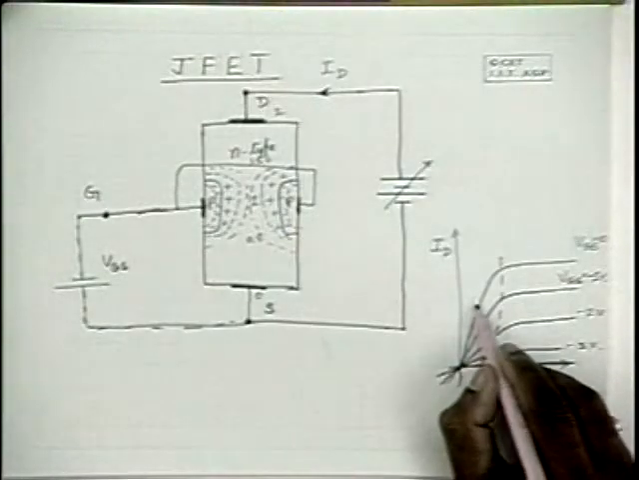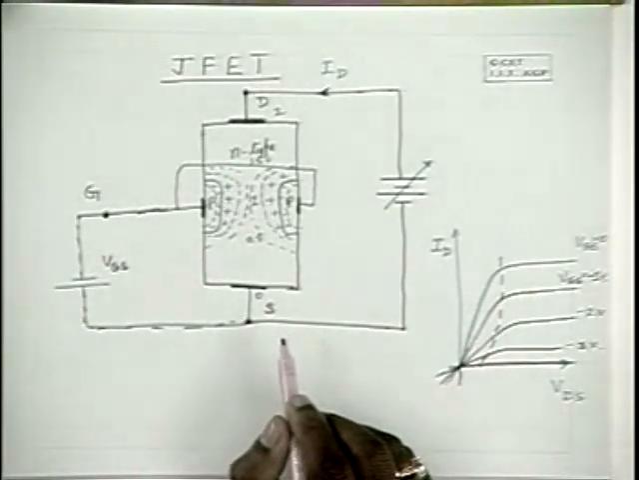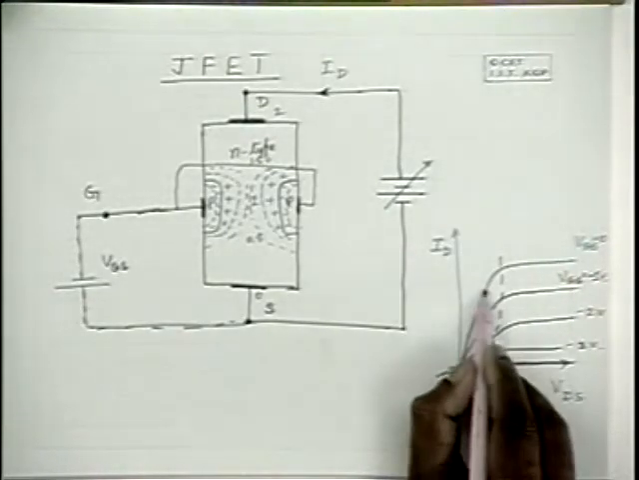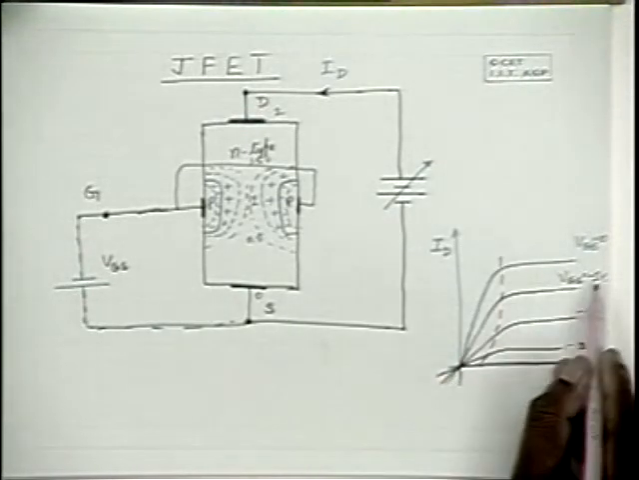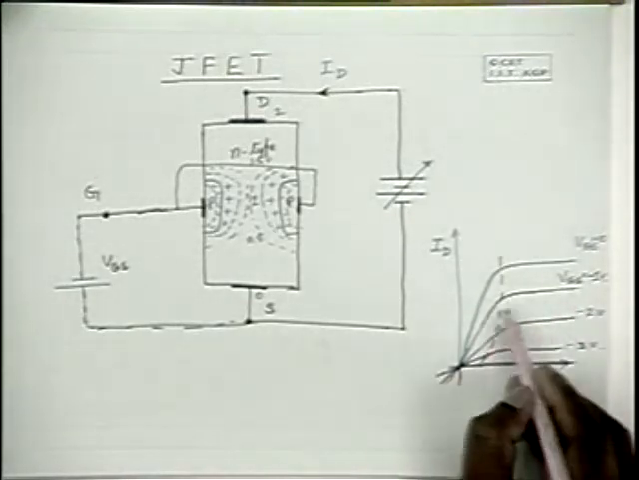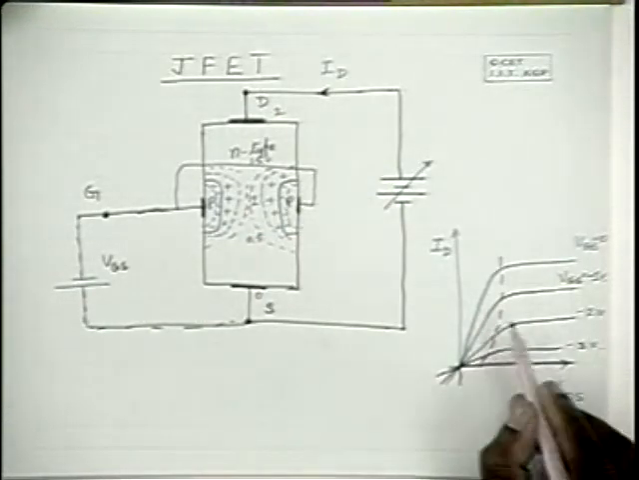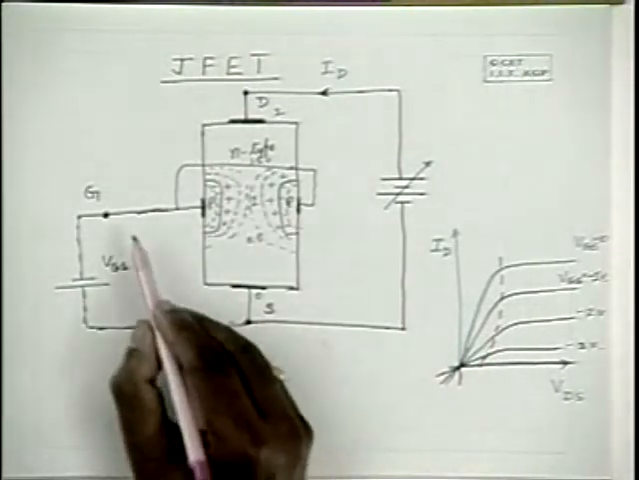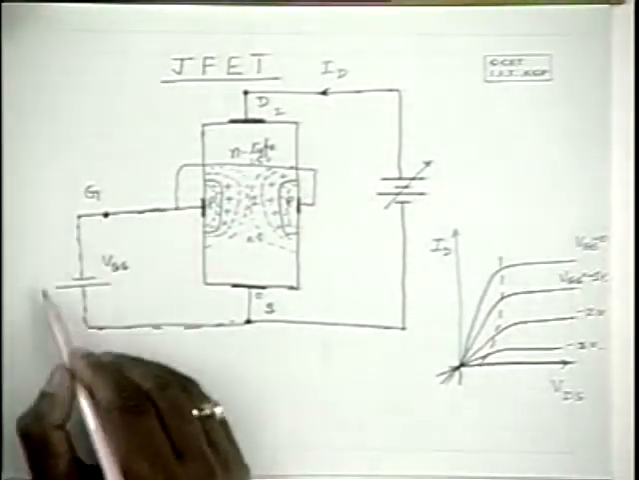Very interestingly, because of this reason, this device can be used as a voltage dependent resistance. When VGS is 0 volts, the resistance value is equal to the inverse slope of this curve. When VGS is minus 1 volt, the resistance value of this device is the inverse slope of this, and for minus 2 it is the inverse slope of this. Therefore, it can be used as a voltage dependent resistance. So this resistance depends on this voltage.